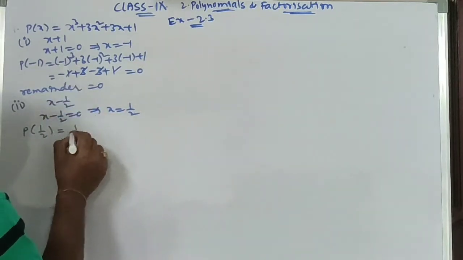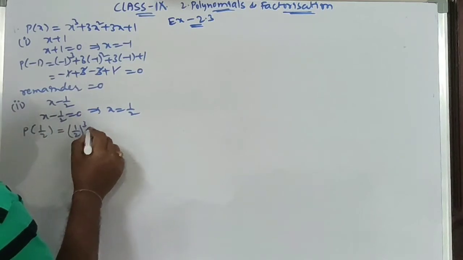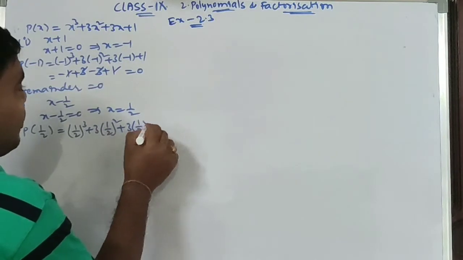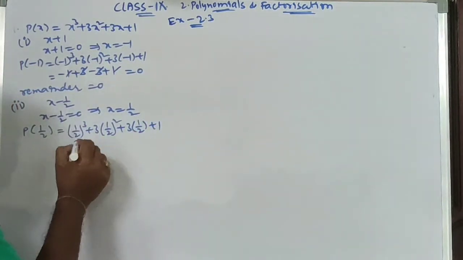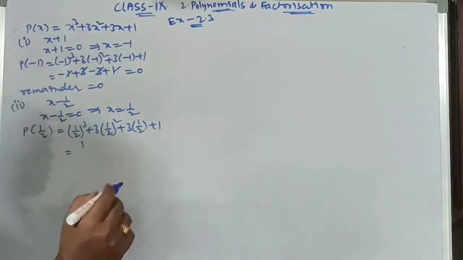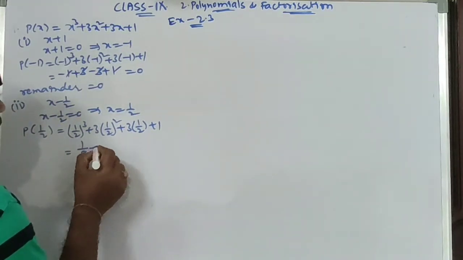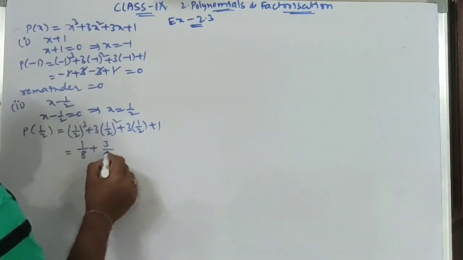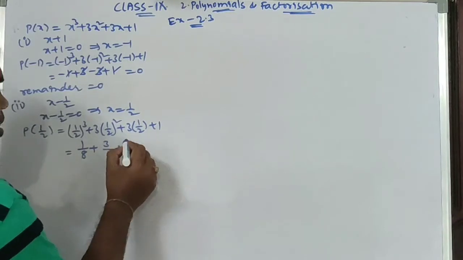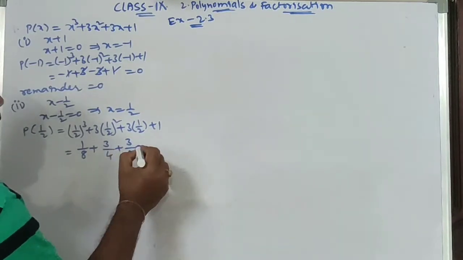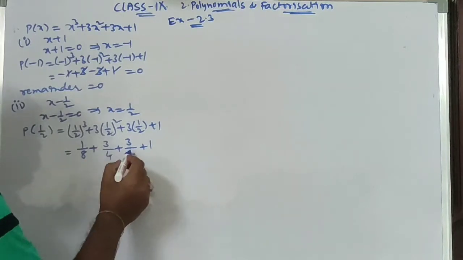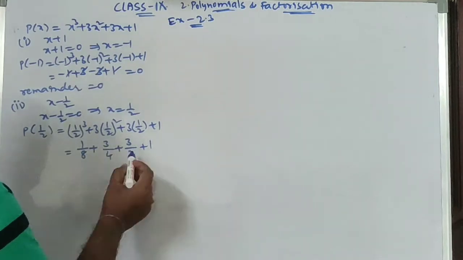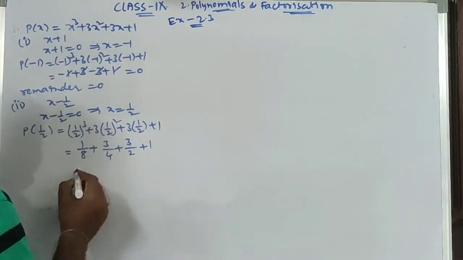If we substitute, 1 by 2 whole cube plus 3 into 1 by 2 whole square plus 3 into 1 by 2 plus 1. 1 cube is 1, 2 cube is 2 into 2, 4 into 2, 8, plus 1 into 1 into this 3, 2 square is 4, plus 3 into 1 by 2, that is 3 by 2, plus 1. So 8, 4, 2. I am taking the LCM of the denominators. So 8 is the LCM.